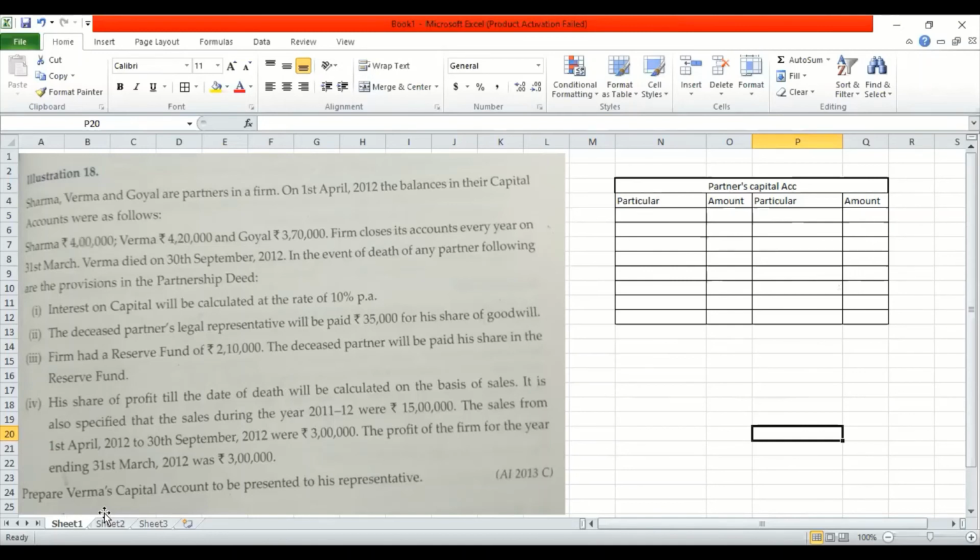He died in the month of September, right? So you should be calculating for that many months. That is April, May, June, July, August, September, 6 months. So over here, Verma's capital is 4,20,000, 10% is 42,000. Half of 42,000 is what? 21,000, right?